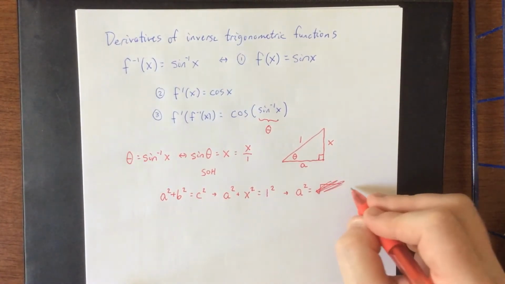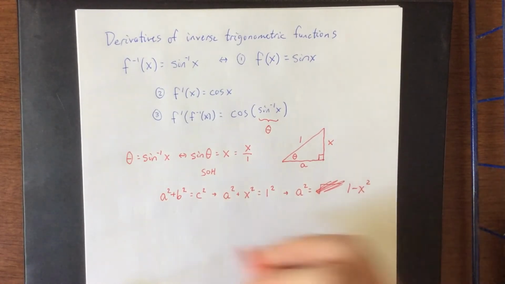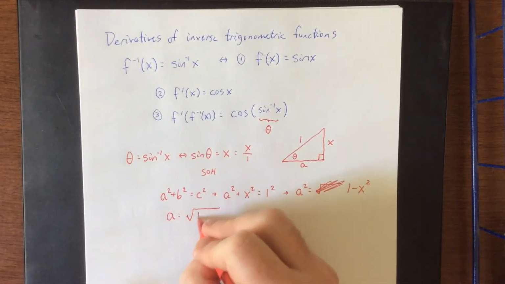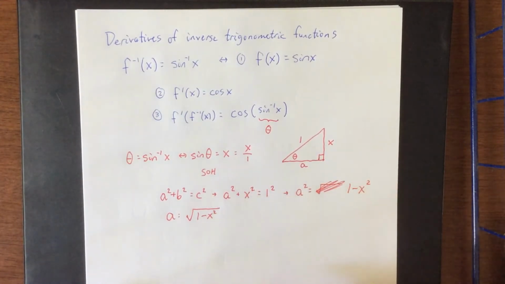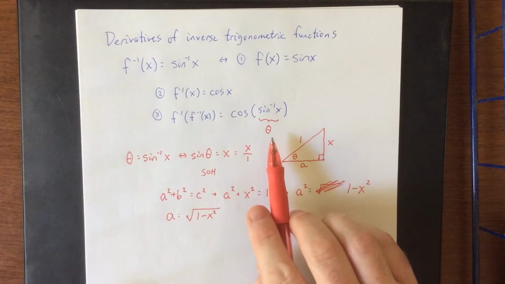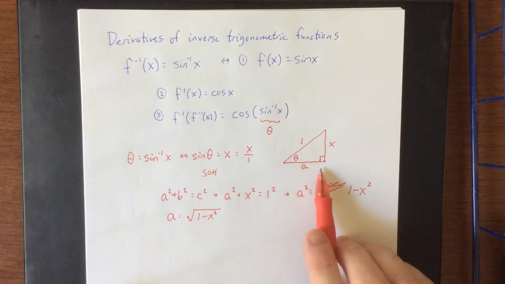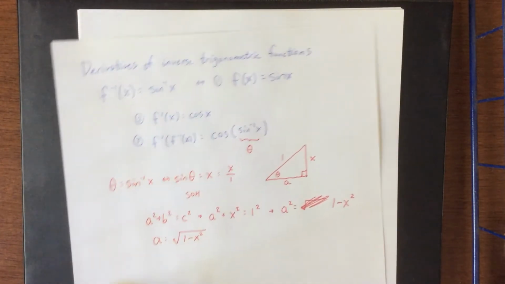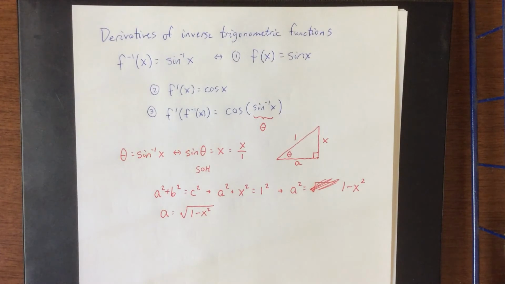Nope, no square root yet. Haven't done a square root. My bad. So a would be equal to, generally we would see plus or minus a square root. However, based on the quadrant restriction of the inverse sine, theta would have to be a quadrant 1 angle or a quadrant 4 angle on the unit circle, guaranteeing that the horizontal side will be positive. Therefore, it's going to be positive square root of 1 minus x squared.